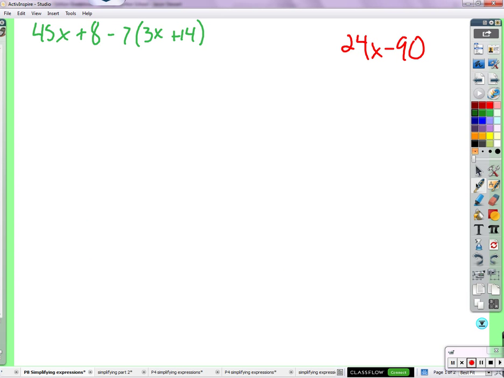Just as a refresher, let's walk through simplifying this expression together. Someone tell me something that I can do to begin. Distribute what to what? The 7. You want to distribute the 7? Or the negative 7? The negative 7. Okay, the negative 7. So this will stay the same. Negative 21. Negative 21x.